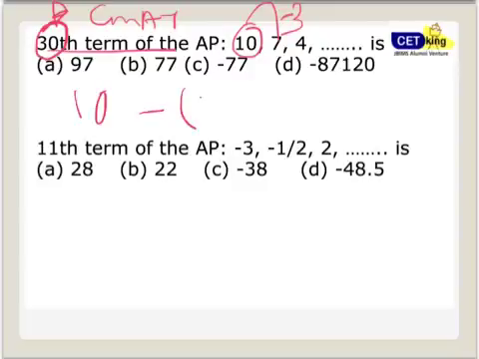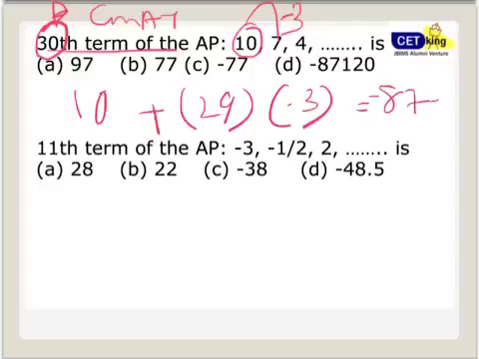So a, my first term, which is 10, plus n minus 1 into d. n minus 1 is what? 29, and d is what? Minus 3. 29 into 3 is 87, minus 87 plus 10, minus 77. Okay, simple question. Next one.